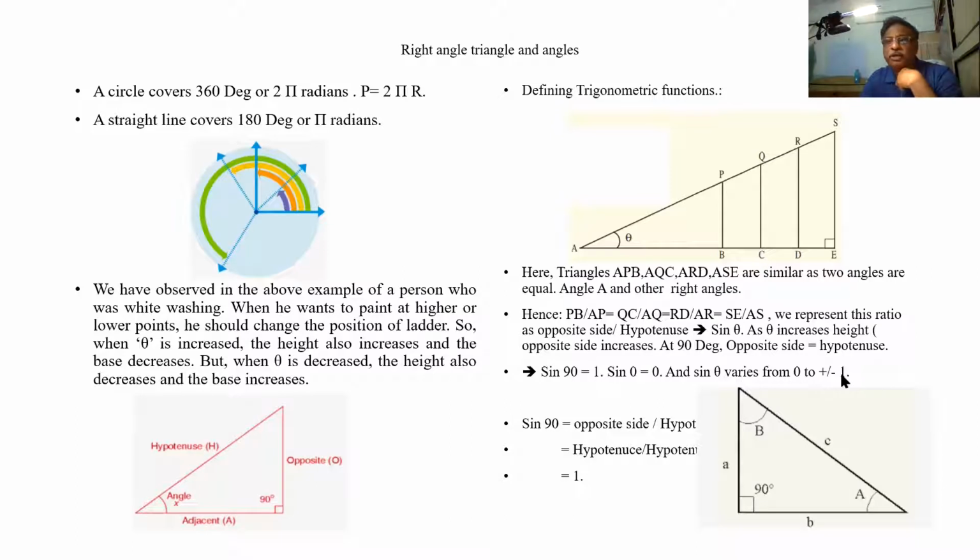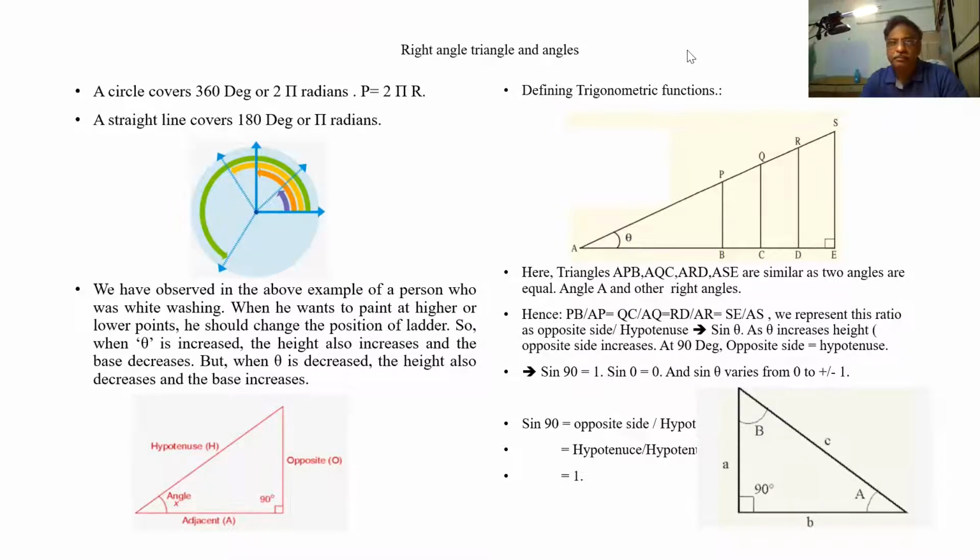Can it be more than 1? Can this side be more than hypotenuse? No. A square plus B square is equal to C square. C is more than either A or B. So it is always less than or equal to 1. Sine theta is always between 0 to plus or minus 1. It can be minus 1 also. If you go this side, x is minus. So it can go minus also. Go to the third quadrant, it will be minus. If y is on this side, it will be minus.